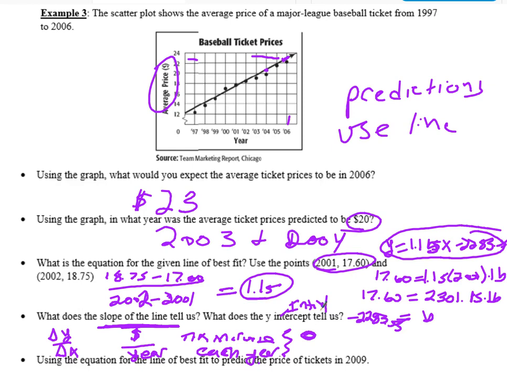Okay. Lastly, use the equation for ticket prices in 2009. So all we're going to do is plug in 2009 to our equation for x and plug that into our calculator, and we get $26.80. Okay, so at this point, you can move on and do the check for understanding.